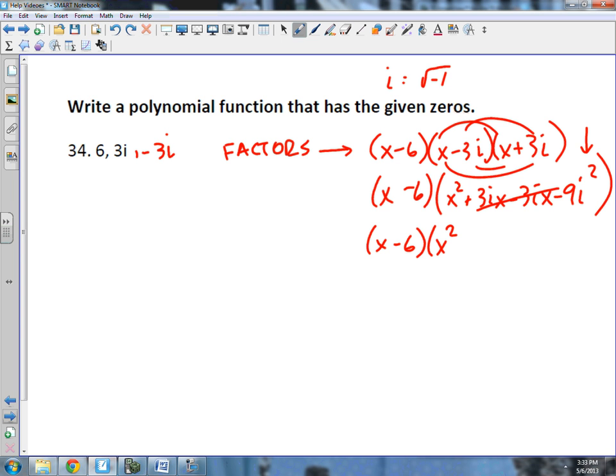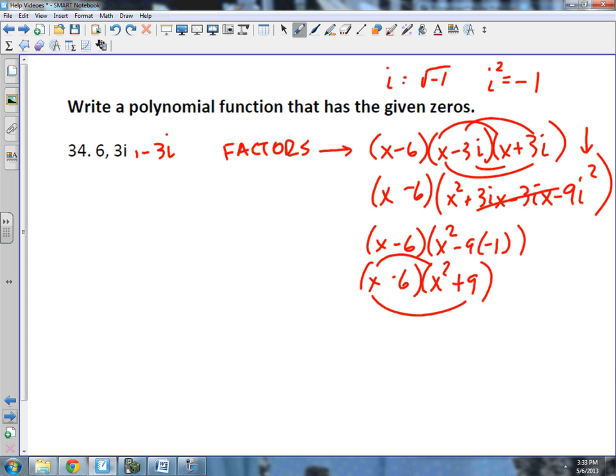i squared is what? What is the other rule? i squared equals what? Yes, everybody, -1, right? So that's going to be negative 9 times i squared, which is -1. So just showing every single step so I'm not skipping anything. i squared equals -1. So now you can FOIL this and get your polynomial.